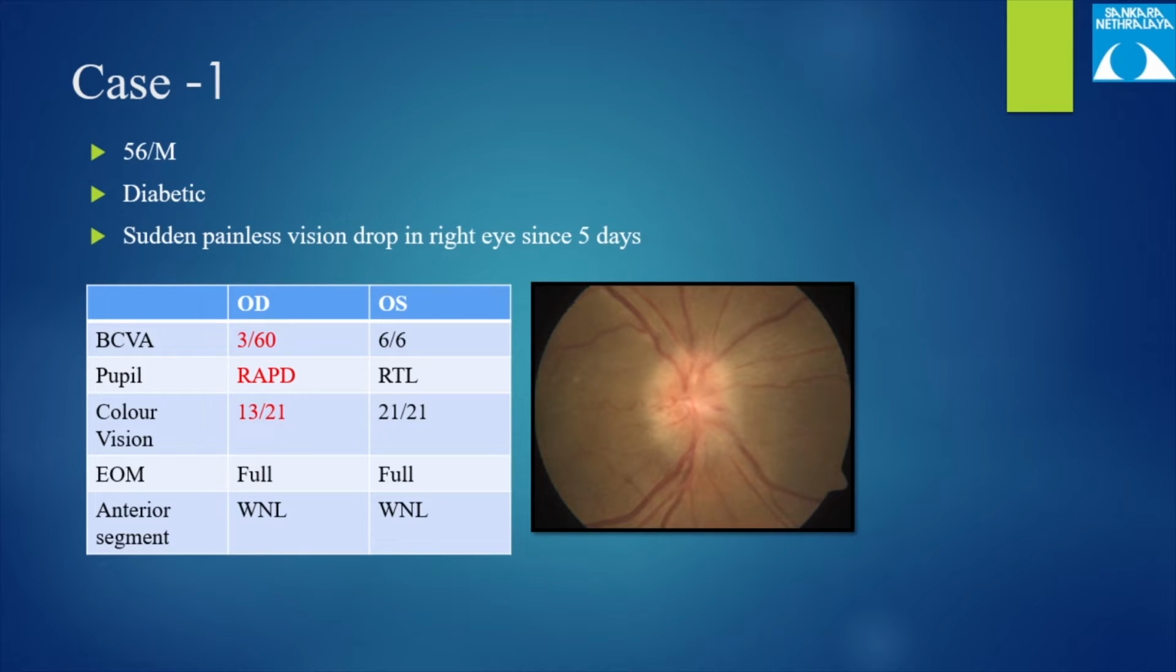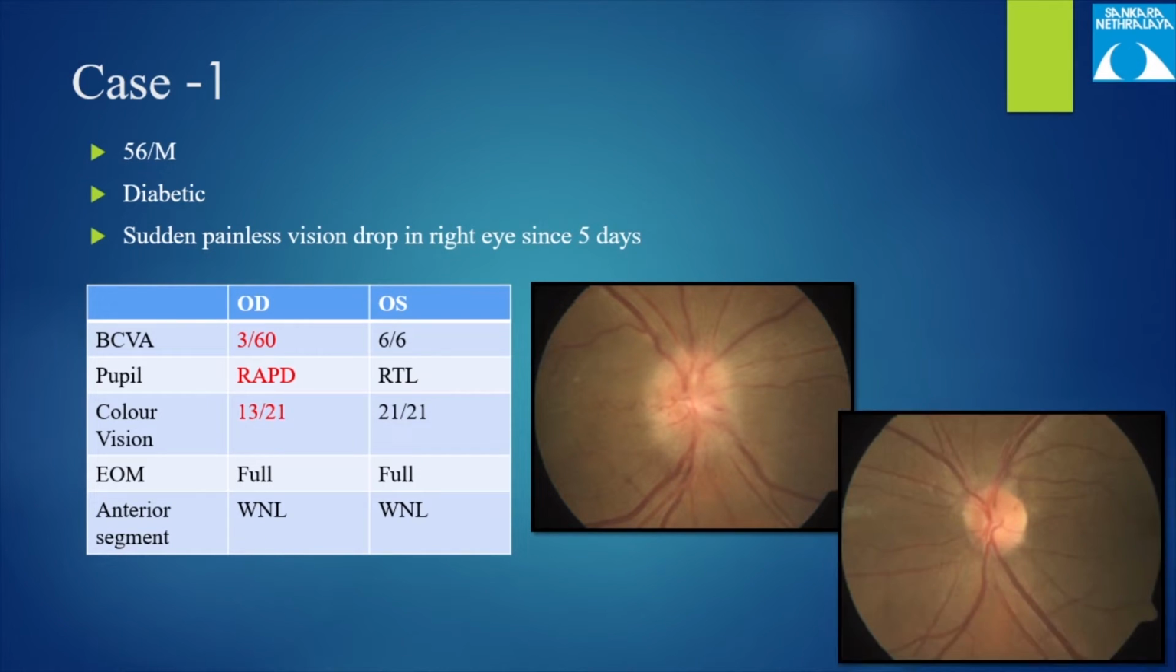Can you describe this disc? The media is clear. The size of the disc is moderate. The vessels seem obscured while leaving the disc. There's almost a cupless disc with blurred margins and elevated borders. We can also see a few hemorrhages around the disc. So it is suggestive of true disc edema.